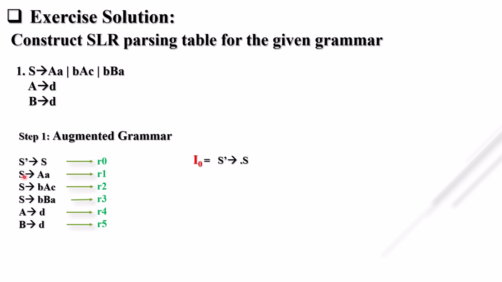For example, S tends to AA, S tends to BAC, S tends to BBA. Okay, then A tends to D, B tends to D. What is our step number 2? Canonical collection of LR zero items. So in that case what will happen? First of all you will put the dot here.